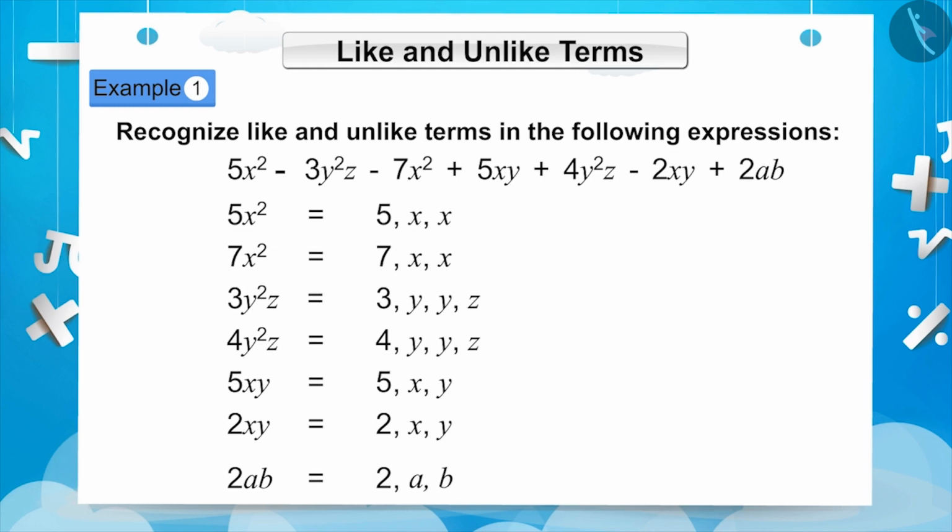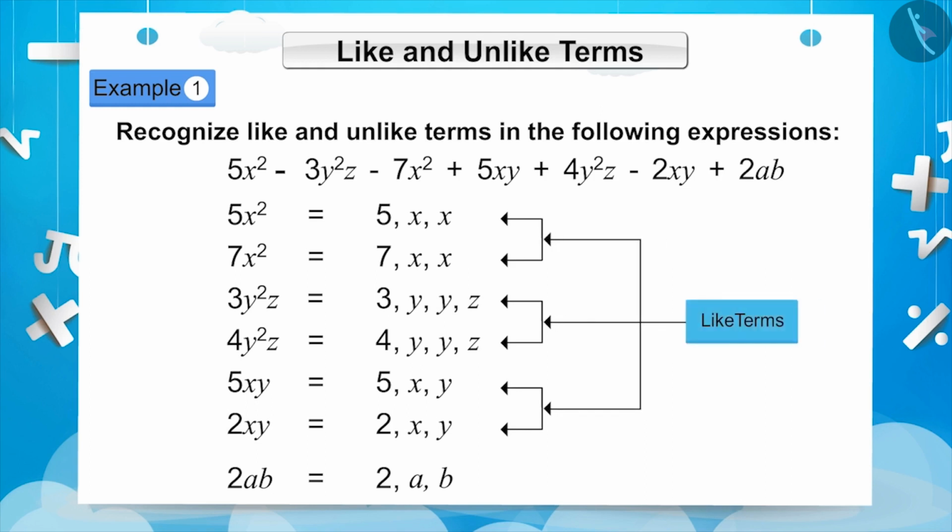So you can see that the algebraic factors of 5x^2 and 7x^2 are x, x, and the algebraic factors of 3y^2z and 4y^2z are y, y, z. And the algebraic factors of 5xy and 2xy are x, y. Because they are all similar, they are called like terms. The algebraic factors of 2ab are a, b. Since these factors are different, these terms are called unlike terms.